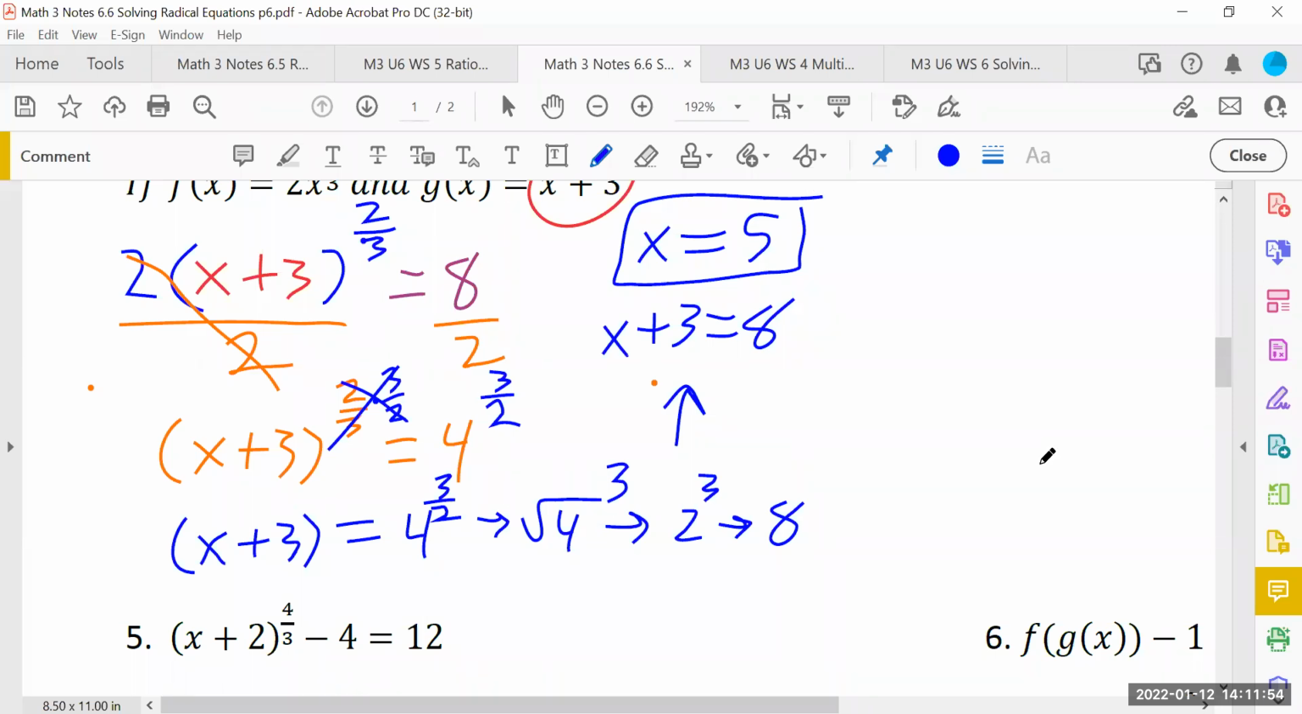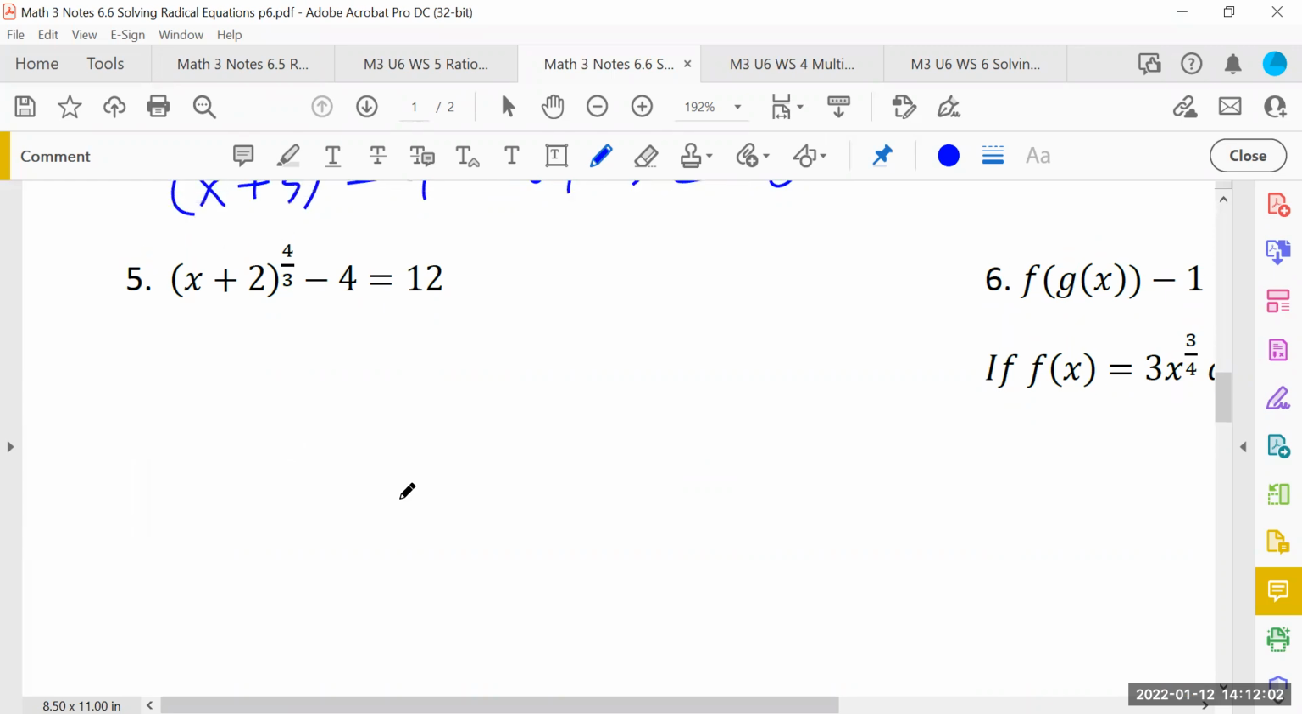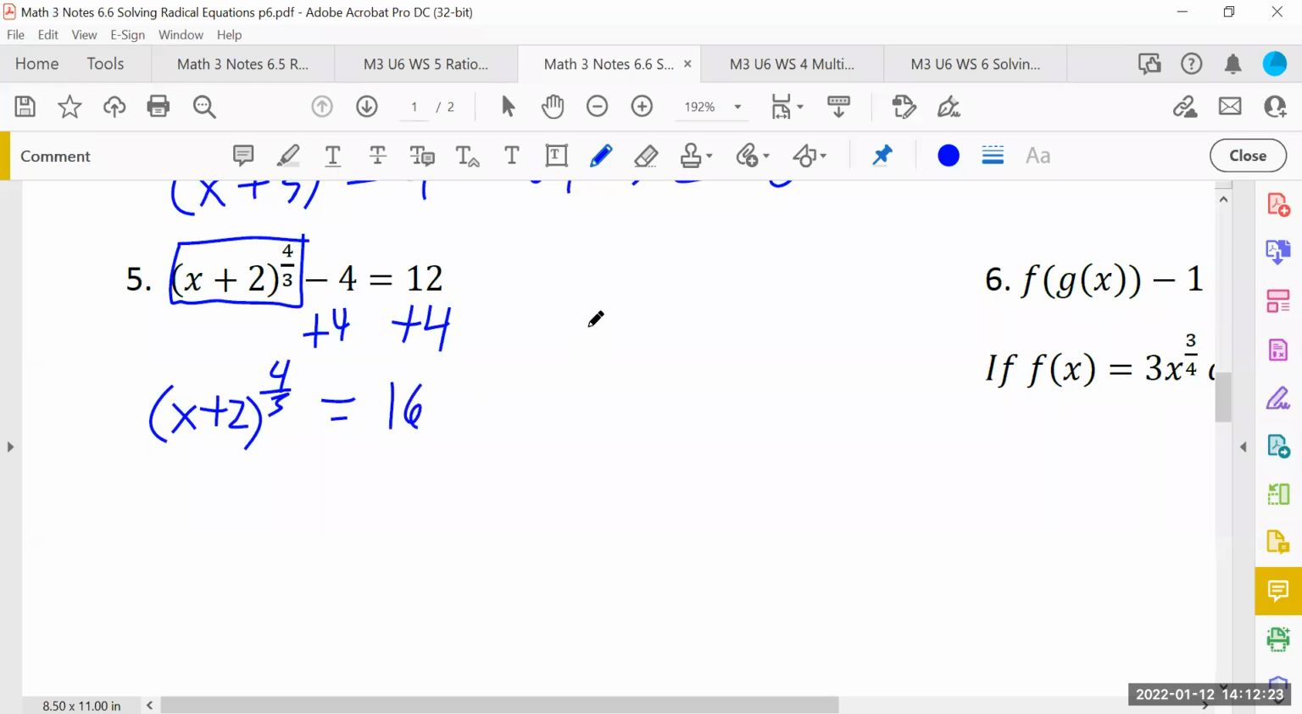All right. So down here to number 5, we're skipping the ones on the sides. Let's do number 5. I need to get this piece by itself, which means I'm going to add 4 to both sides. X plus 2 to the 4/3 equals 16. Then raise both sides to the 3/4 power.